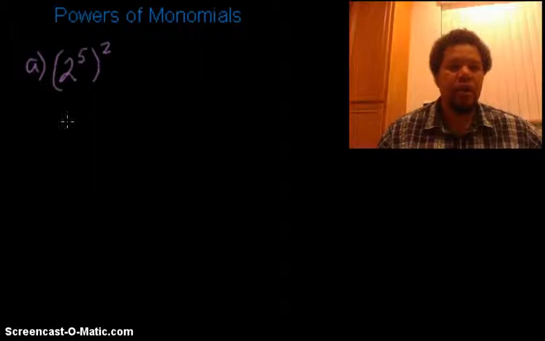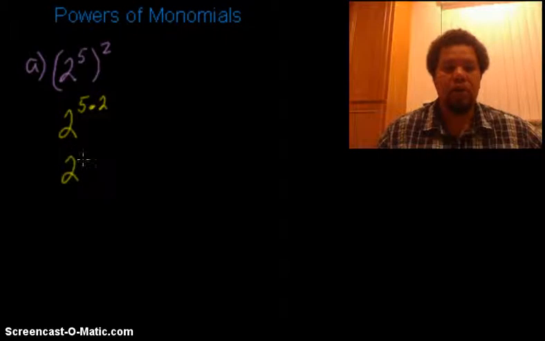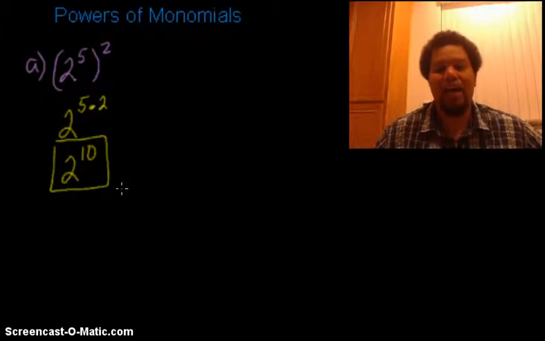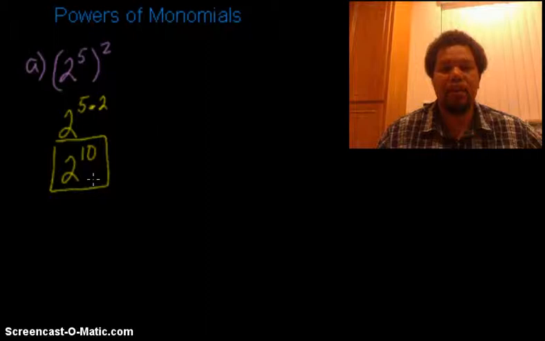So what we see here, we have 2 to the 5th power, and that whole thing is being raised to the 2nd power. So what we do is we keep the base of 2, and then we multiply the exponents. So 5 times 2. So this time we're going to end up with 2 to the 10th power. And this is the simplified version. If they wanted you to evaluate it, then we have to multiply 2 times 2 times 2 10 times. But right now, we're just going to leave it in the simplified form.